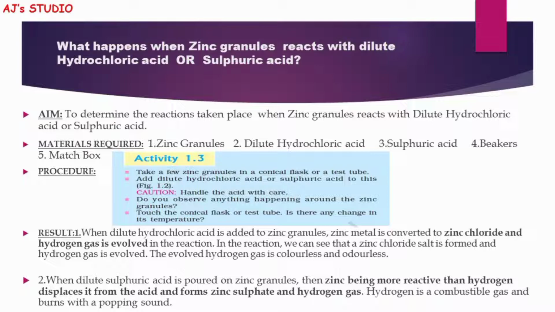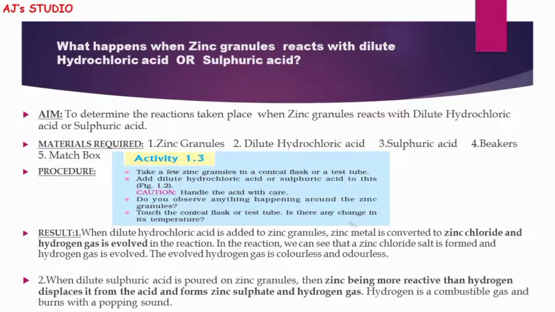Good. Children, whenever dilute hydrochloric acid is added to zinc granules, zinc metal displaces hydrogen and zinc chloride is formed. Because zinc is more reactive than hydrogen, it displaces the hydrogen and forms zinc chloride, and finally hydrogen gas is evolved, and because of this we could hear a popping sound. And the same thing happens in the case of dilute sulfuric acid.